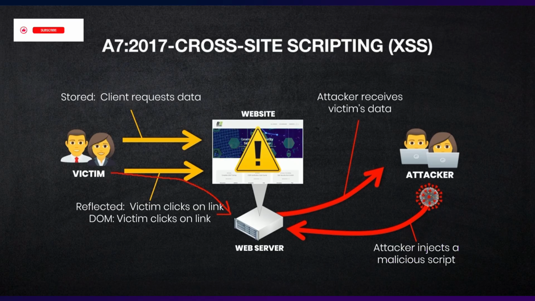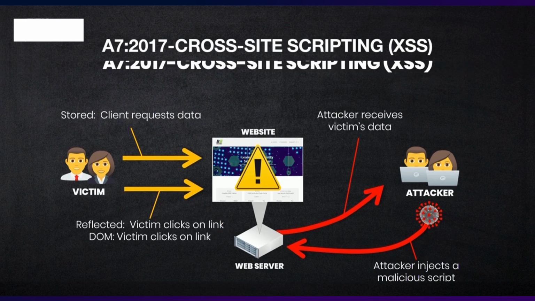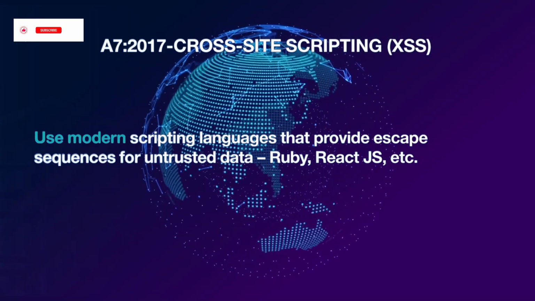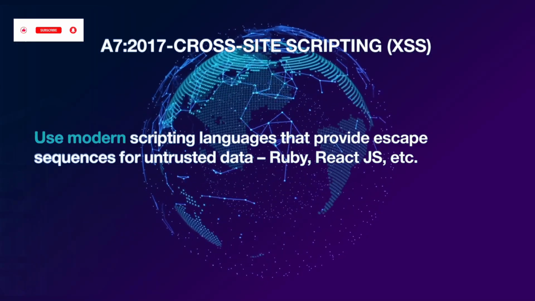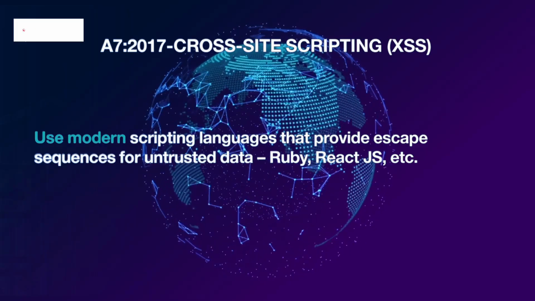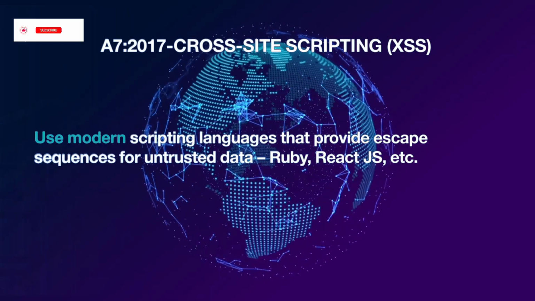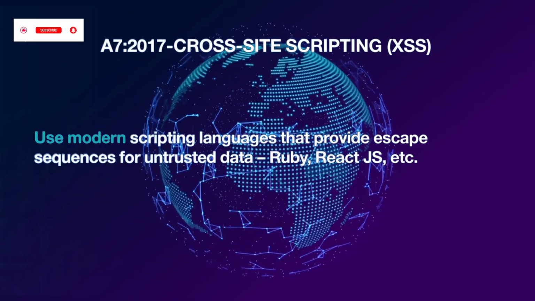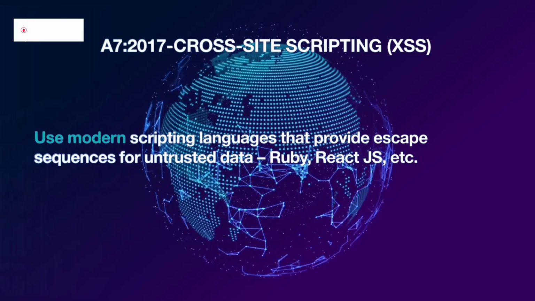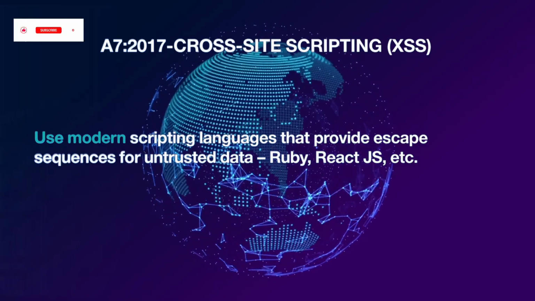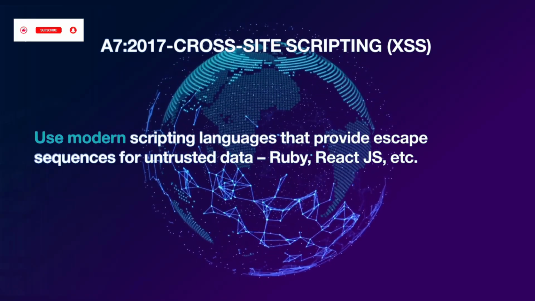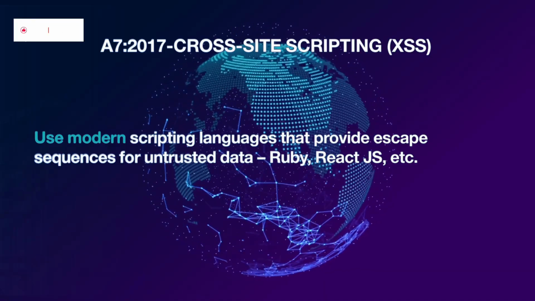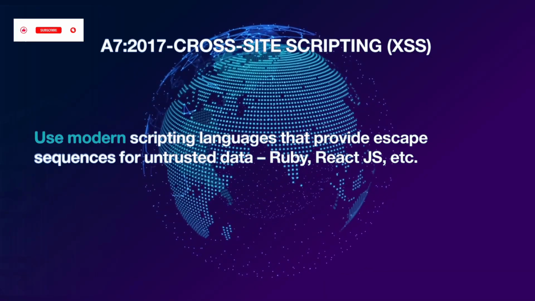Now to defend against this, we want to use modern scripting languages that provide escape sequences. So we talked about that with the injection attack. So again, cross-site scripting is a form of an injection attack. So we want those escape sequences built in for untrusted data. So we want to use things like Ruby, React Native, Java, things like that.